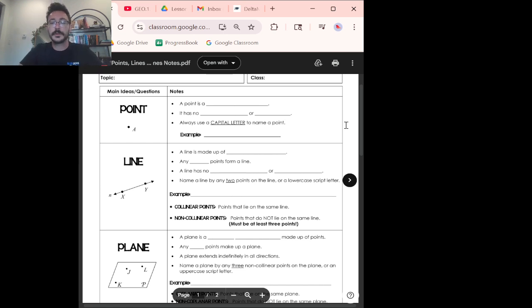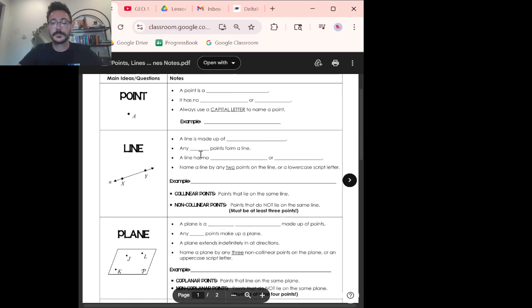A point is a single location, so it has no depth or width. There's no size to it, and you always use a capital letter to name it. So that's like point A here.